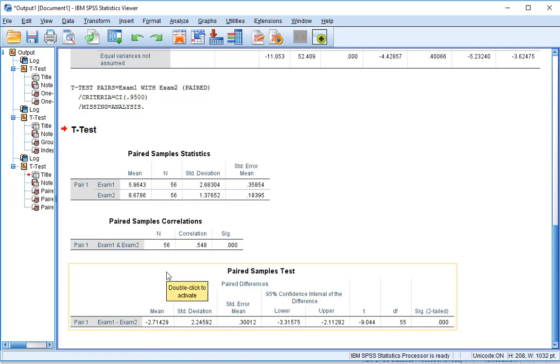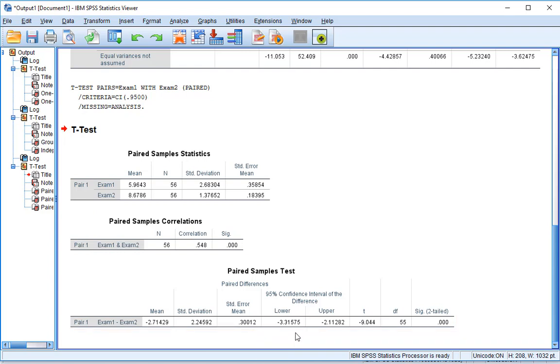Now looking at the paired samples t-test, we see exam 1 to exam 2. We have a mean difference of negative 2.71429. Our average standard deviation, that's if we took these together, is 2.24. Standard error mean, 0.30012.